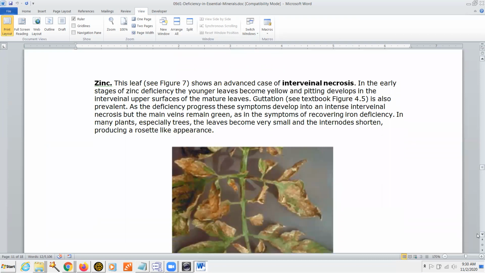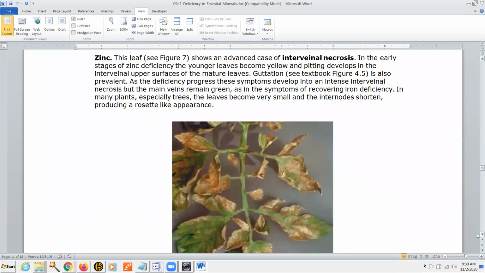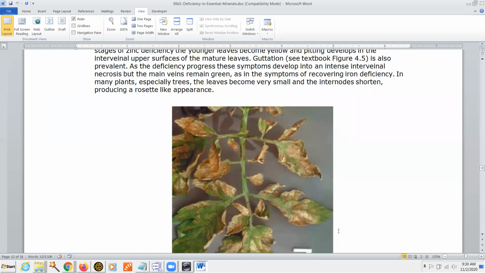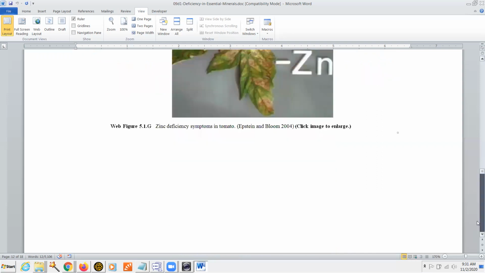Zinc. Now, this can also have an intervenal chlorosis. This turned into necrosis. This does not show the intervenal chlorosis as much. This is really, really severe, and the leaf tissue is starting to die. Certainly the most dramatic intervenal chlorosis photo in this set is with the magnesium.